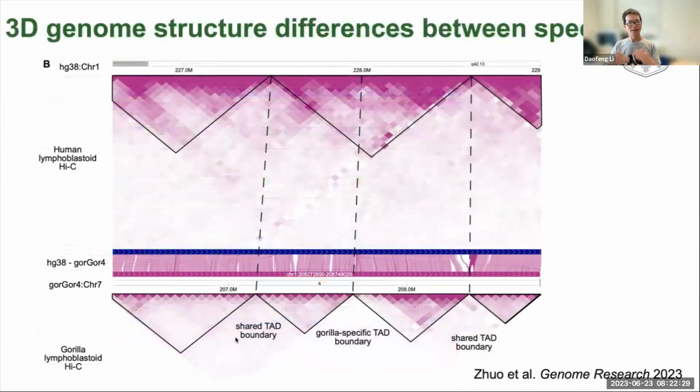With this alignment setting, it's much easier to show 3D genome structure differences between species. In this example, we show a human lymphoblast Hi-C contact map, which maps to hg38, and gorilla lymphoblast Hi-C data mapped to gorGor4, compared by anchoring to the human and gorilla alignment track. You can see these syntenic regions, and you can compare the 3D structure difference between these two species based on the alignment.